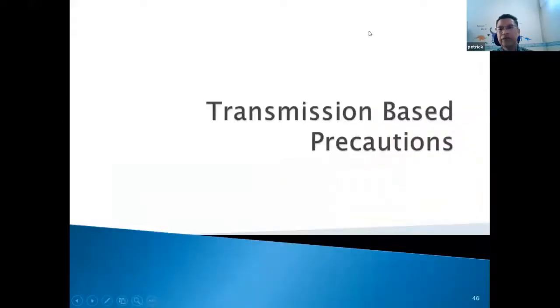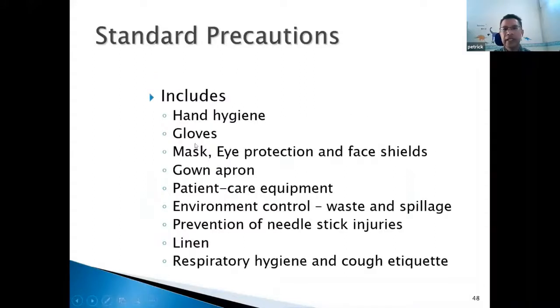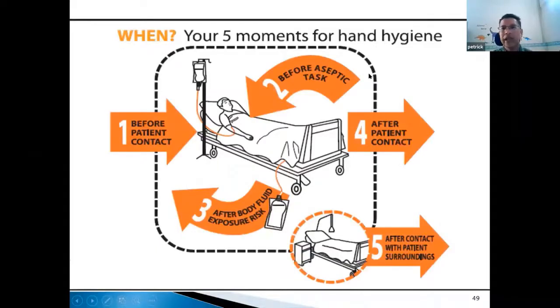So I'll finish off by telling you some of the transmission-based precautions that we are doing in the hospital. Standard precaution usually involves blood. If the patient has blood, secretions, mucous membrane and non-intact skin, we will do standard precaution. So basically, hand hygiene, wear gloves, wear a mask if splashes are occurring, apron, environmental control in terms of spillage, linen change, and cough hygiene precaution. These are the 5 moments of hand hygiene: before touching the patient, after doing any procedures, after patient contact, after bodily fluid exposure, and after contact with patient surroundings.